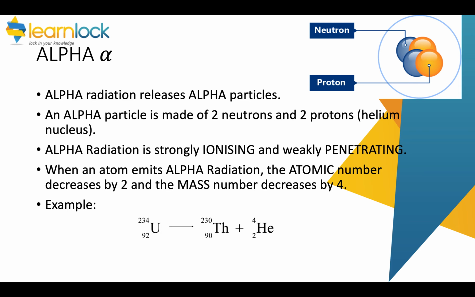When an atom gives out alpha radiation, the atomic number decreases by 2 and the mass number decreases by 4. Here's an example shown below. The helium atom here represents the alpha particle. As you can see, this element, as it's undergone alpha decay, its mass number's gone down by 4 and its atomic number's gone down by 2.